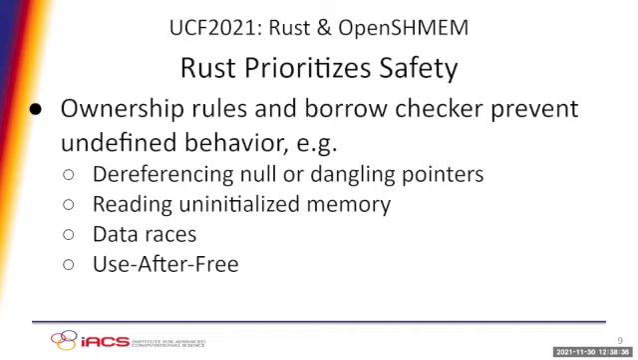In C, even the most experienced programmers can make mistakes such as dereferencing null pointers or data races, and Rust prevents these errors at compile time with strict ownership rules and the borrow checker. So it prevents these issues here. It's also important to note that Rust limits but cannot entirely prevent deadlocks and memory leaks, which are not considered to be memory safety issues.